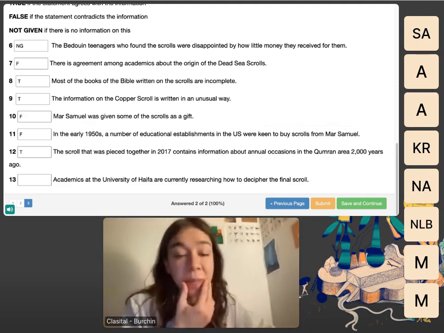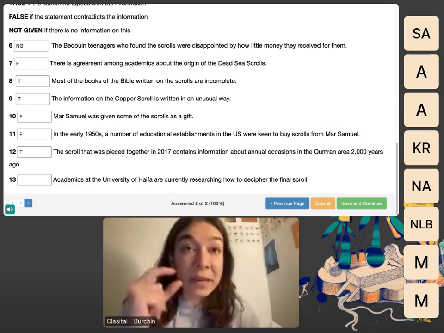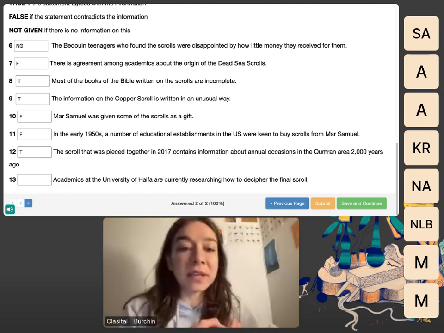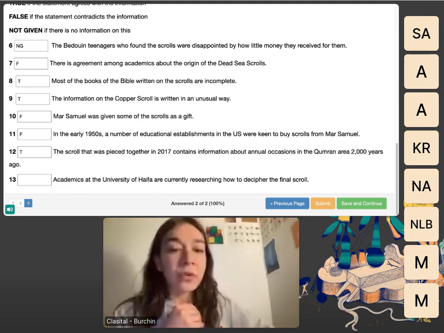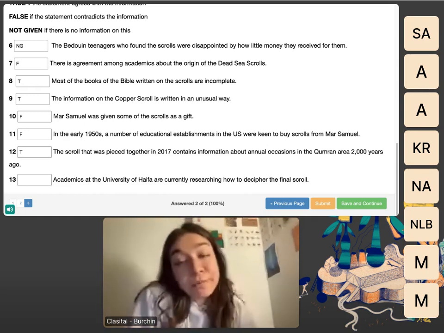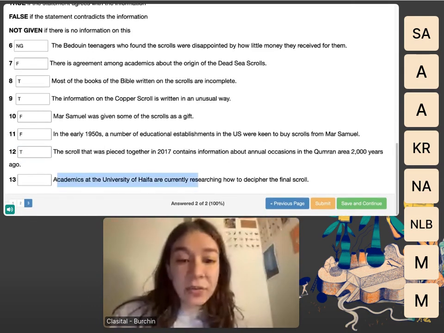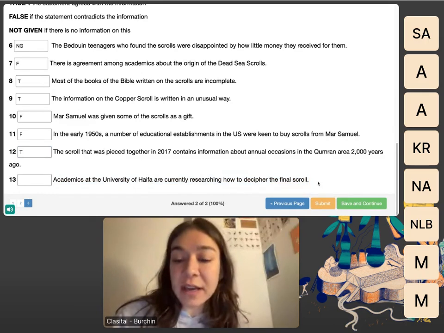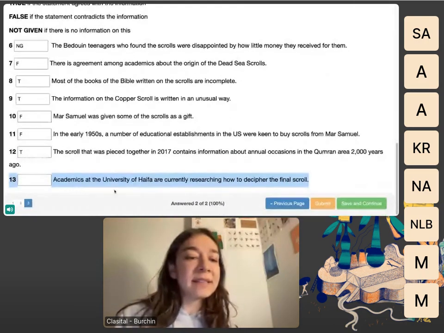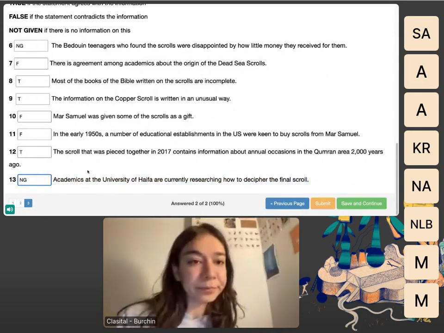Yes, they have mentioned it in the passage, but I am expecting to see that information in that sentence. This is not a summary completion question. This is a true false question. But they are saying it is true. What can we do sometimes? Academics at the University of Haifa are currently researching how to decipher the final scroll. This is simply not given. NG.